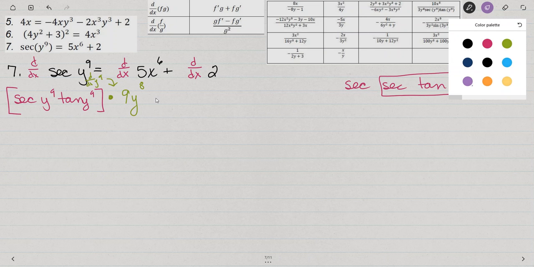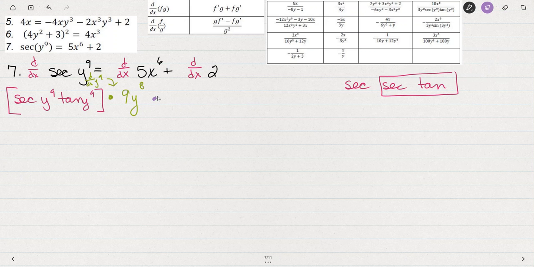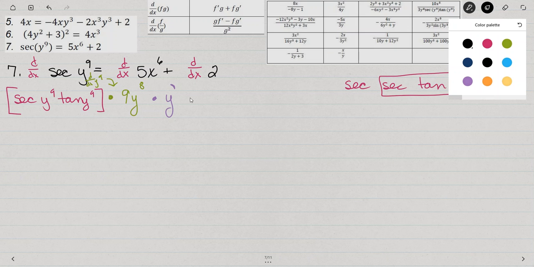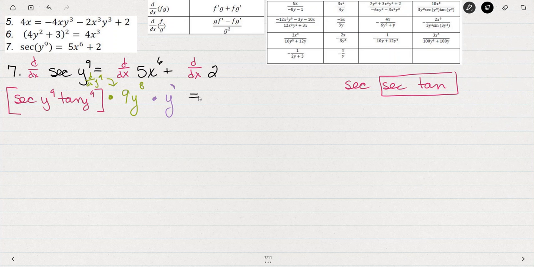And that is 9 times y to the 8th. But wait, there's more. So then I have to do times the derivative of y, because that y doesn't match up to what we're doing the derivative with respect to. So the derivative of y with respect to x, I'm going to write as y prime. The other pieces are going to be pretty easy to do the derivative of. The derivative of 5x to the 6th is just 5 times 6 x to the 1 less than 6. And the derivative of 2 is just 0. You don't even have to write it.